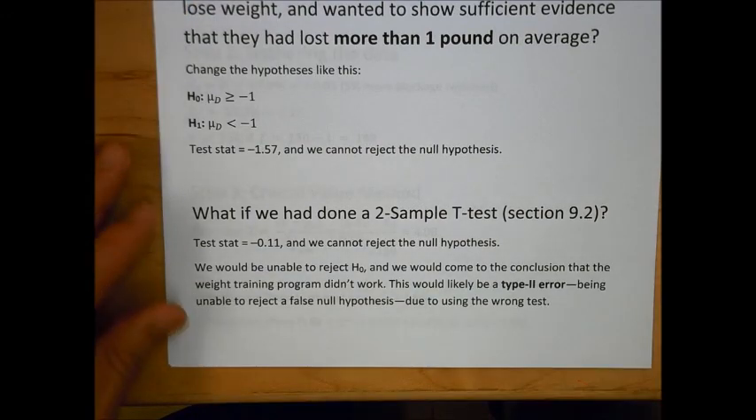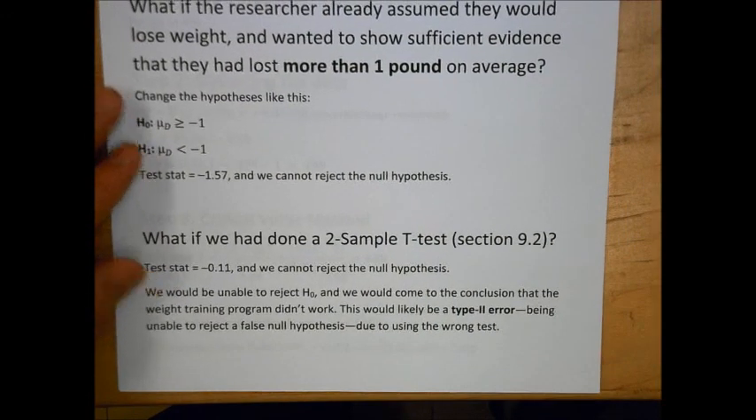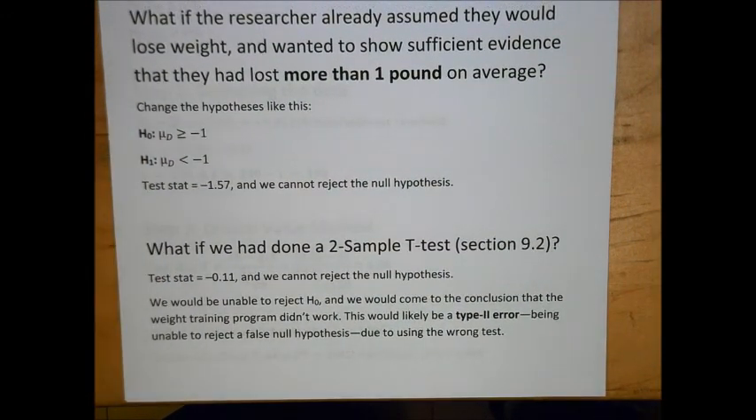Let's move on to bonus coverage of this type of hypothesis testing. We ask ourselves, what if the researcher already assumed they would lose weight and wanted to show sufficient evidence that they had lost more than 1 pound on average? Before, we were just seeing if they lost any weight. In other words, if they lost more than 0 pounds. Now we want to know, did they lose more than 1 pound?